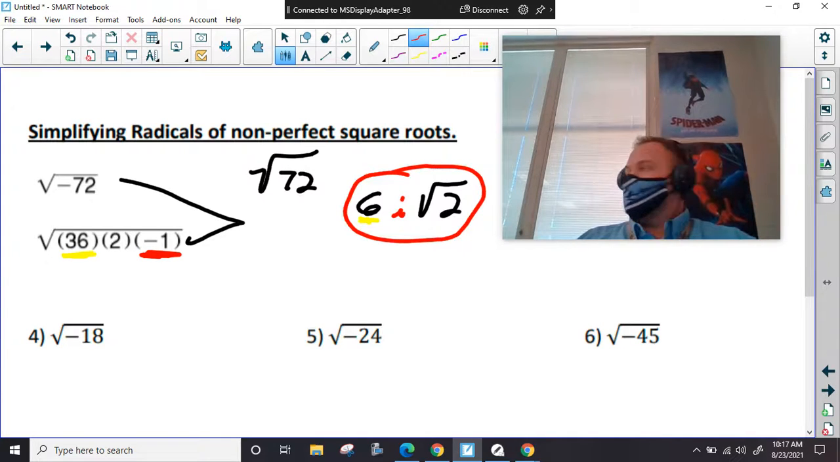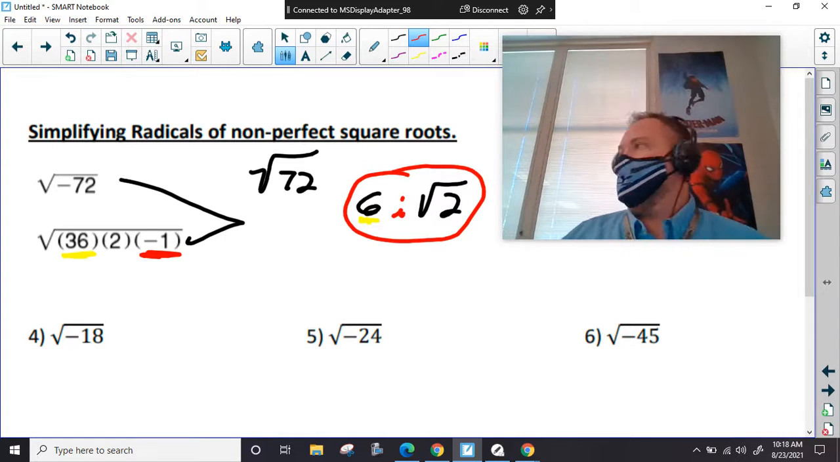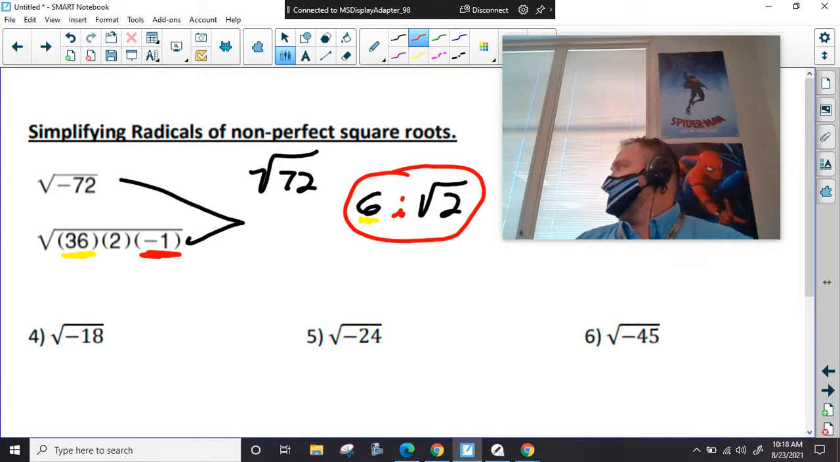Wait, so the i stays with the 6, not goes in the box? Yeah, the i goes on the outside of the house. Is that like an always thing? Yeah, like an always thing.